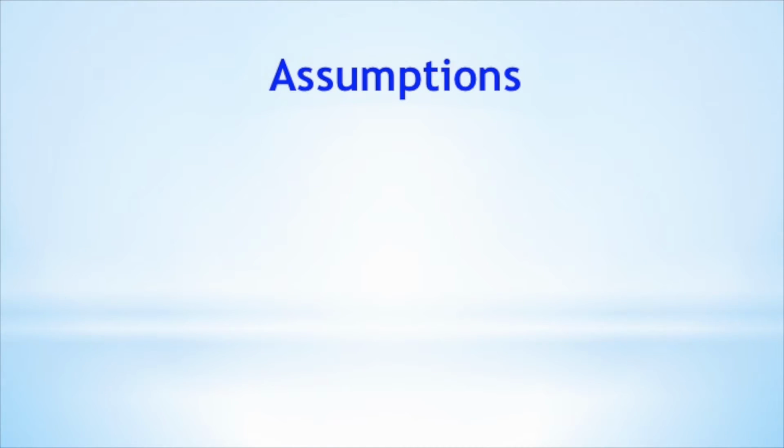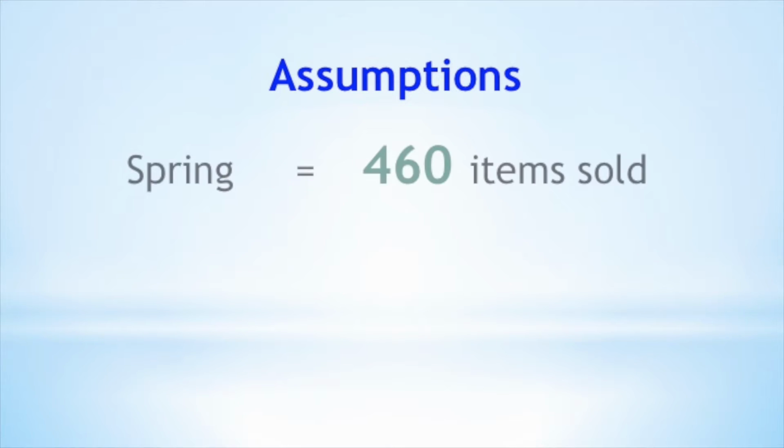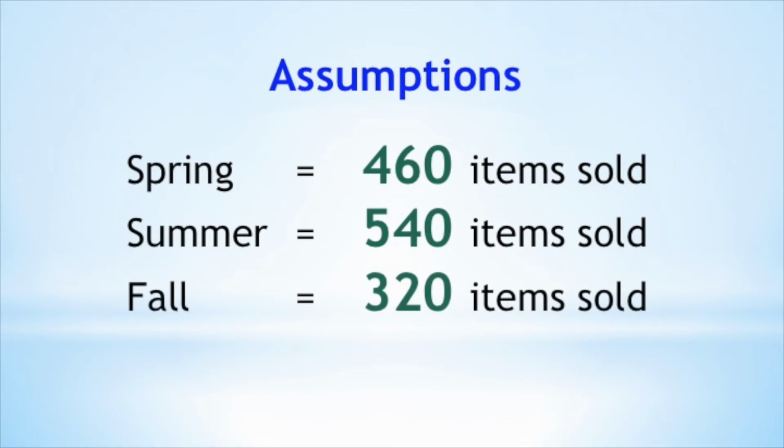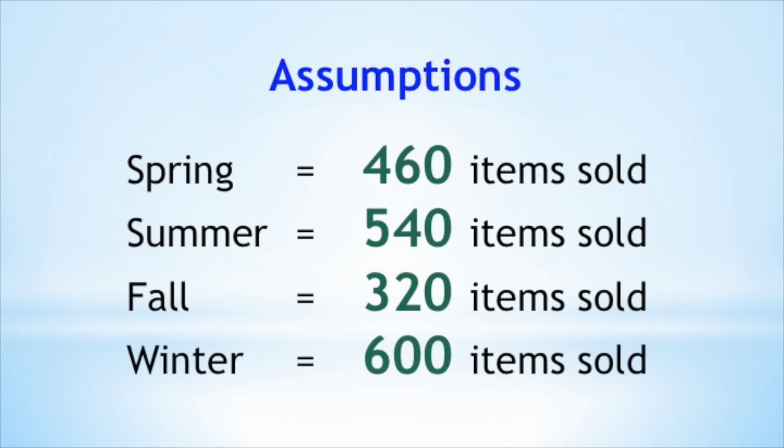Jen's research tells her that her sales for her type of business show a seasonal pattern. During spring, she estimates she will sell 460 items. During the summer, sales should climb a bit higher at 540 items sold. In the fall, she expects her sales will drop to 320 items sold. Sales patterns are higher during the winter, and she expects to sell 600 items.